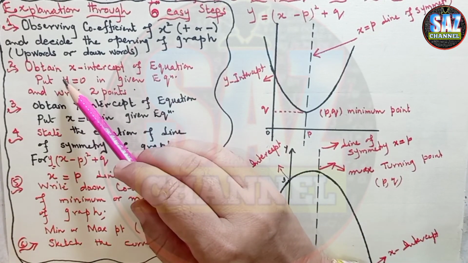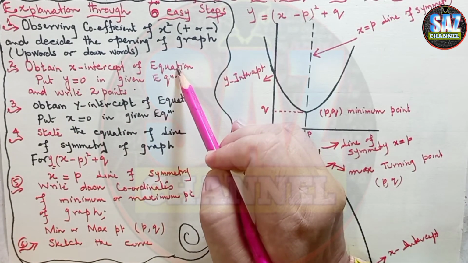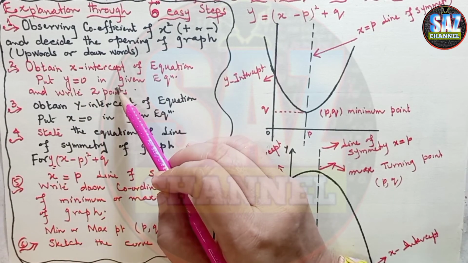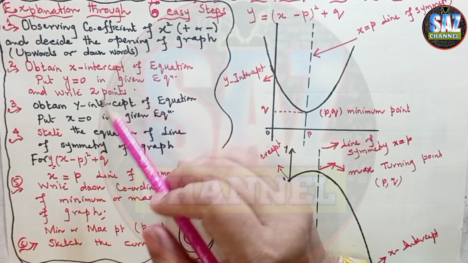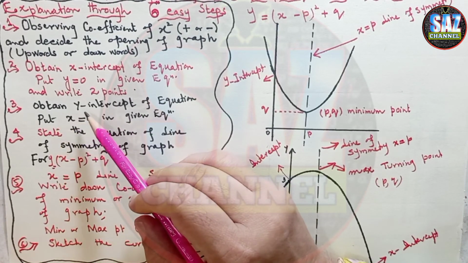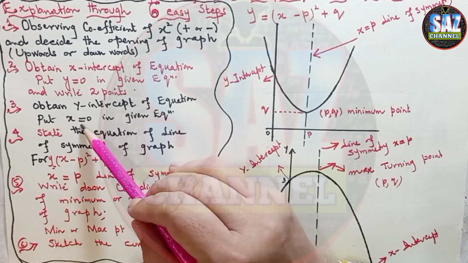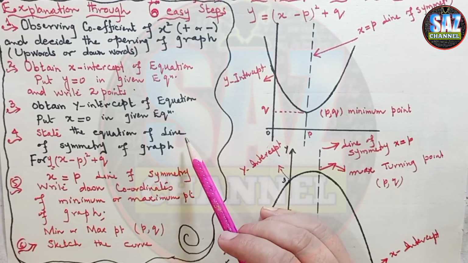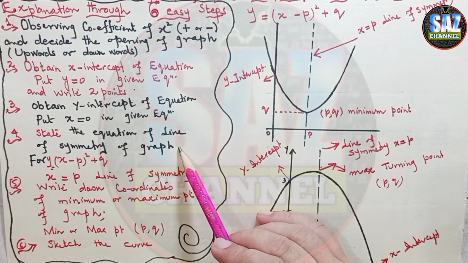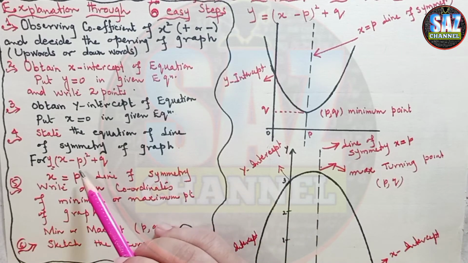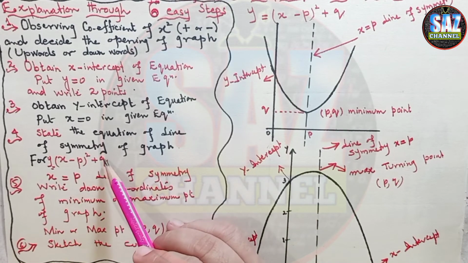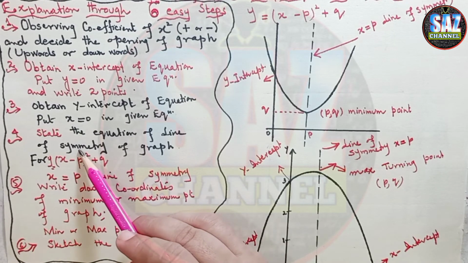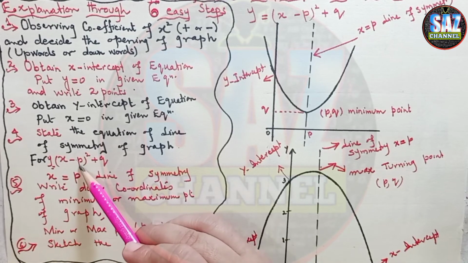Then we have to obtain the x-intercept of the equation, and for the purpose of obtaining x-intercept we have to put y equal to 0 in the given equation, and we have to write 2 points. Then we have to obtain y-intercept of the equation and put x equal to 0, and then we have to write the equation of line of symmetry, and equation of line of symmetry for the equation of the type y equals (x minus p) whole squared plus q will be the point which is added or subtracted over here. So x is equal to p.